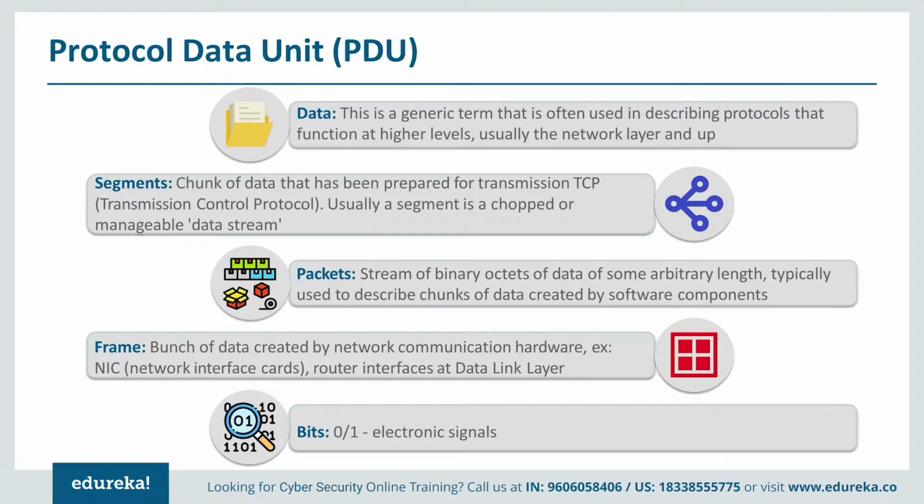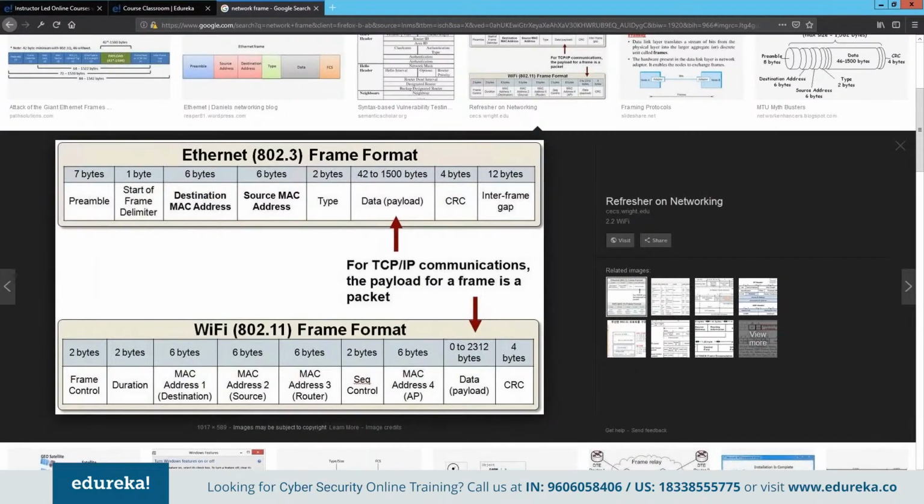The second one is frames. A frame is on layer 2, the data link layer. It's a bunch of data created by network communication hardware, so the NIC card or router interface creates this set of information. This is how a frame looks. It's the 802.3 frame format, and the 802.11 frame format. The frame will have the destination MAC address to where the information has to go, who the sender is, and the MAC address of the router or access point.